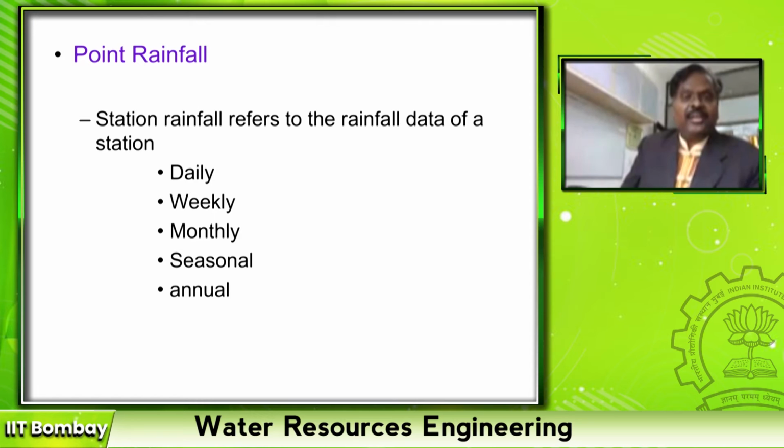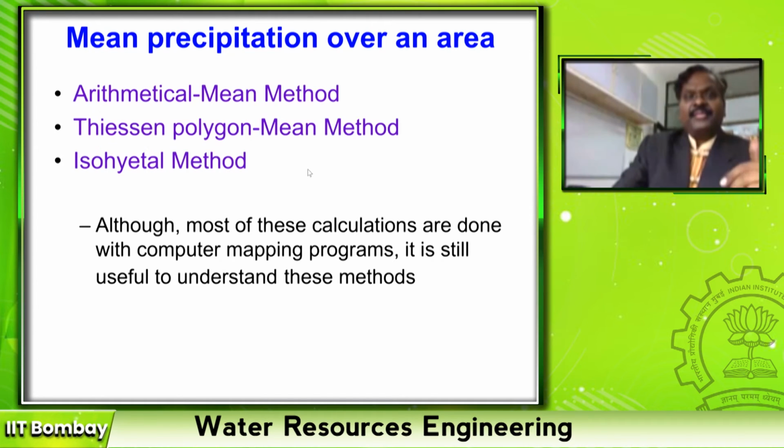If I want weekly rainfall, what do I do? I add 7 days. So I am adding, right? That is called lumping. So by lumping daily, weekly, monthly, seasonal, you will get annual rainfall. So you can get the rainfall at different time steps, right?